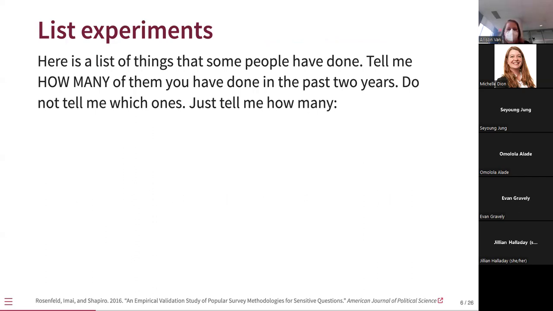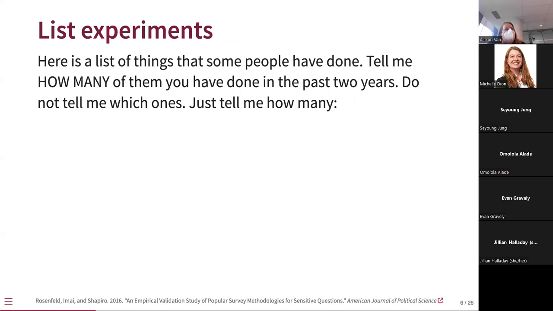So this is what list experiments usually look like, and this is one example from a validation study in Mississippi. They usually start with the header: here is a list of things that some people have done. Tell me how many of them you have done in the past 2 years. Do not tell me which ones, just tell me how many.